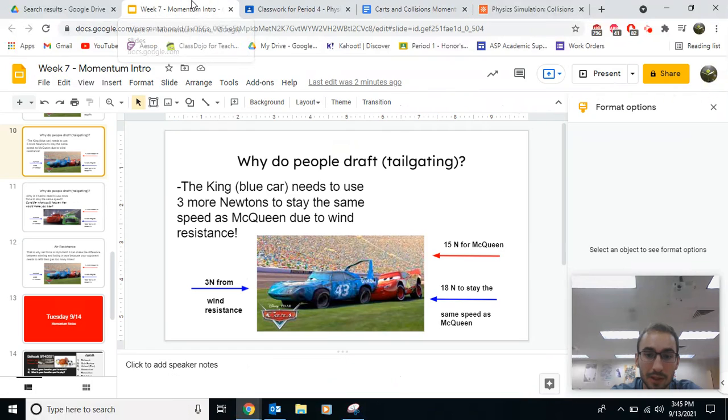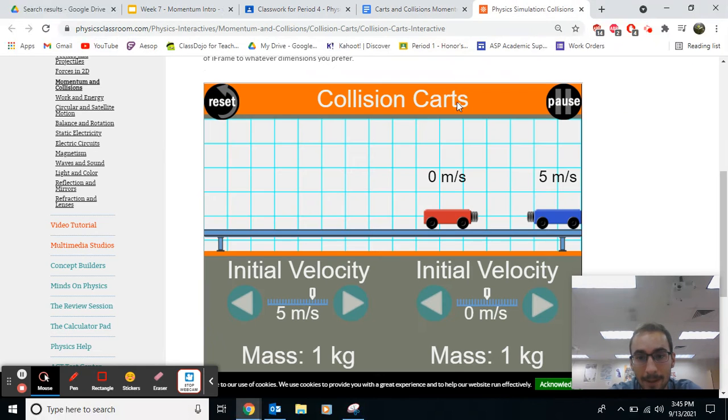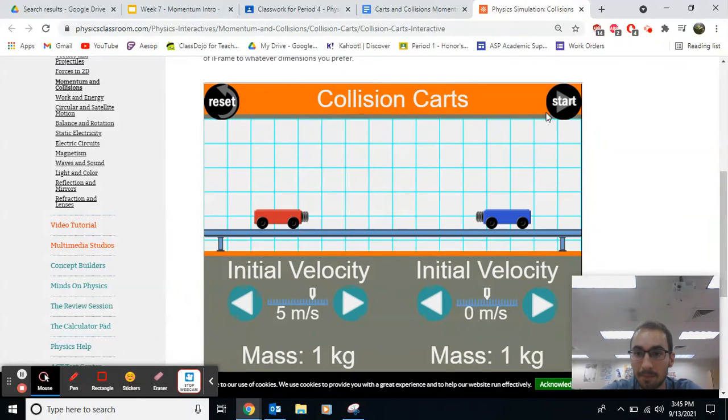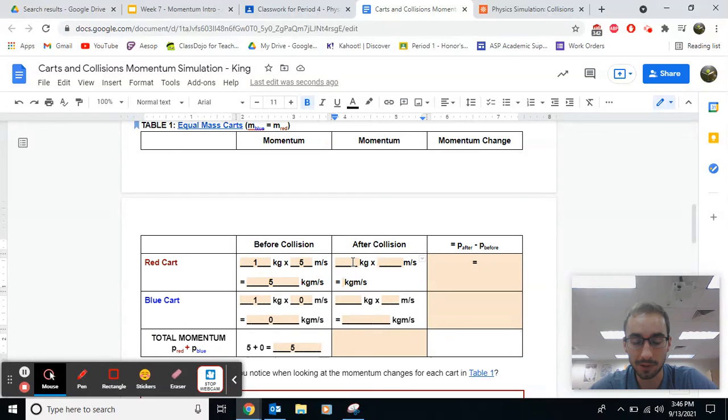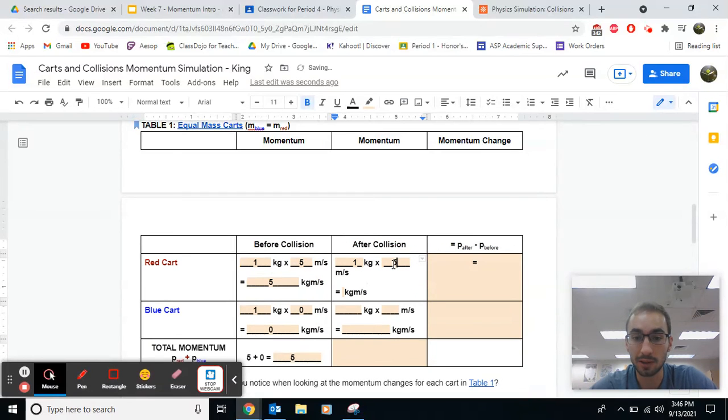We're going to do an example for the red car, let's say. I'll play it one more time. So the red car starts out at 5 meters per second, but it hits the blue car. The blue car takes all that momentum. So after the collision, the red car is still weighing 1, but it's going 0 now. The car completely stopped. So now the momentum is 1 times 0, which is 0. So the change in momentum is going to be 0 minus 5, which is negative 5.